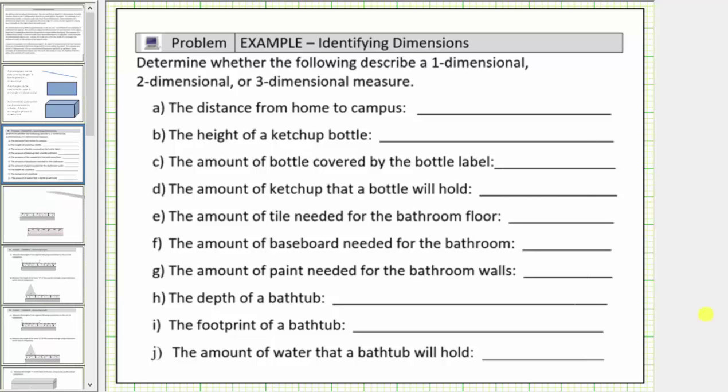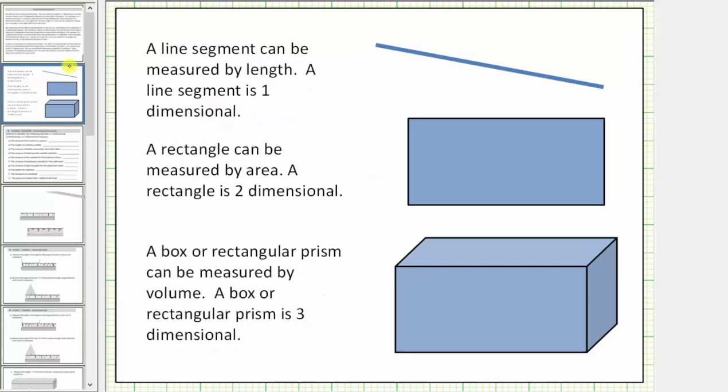In this lesson, we will determine whether a statement describes a one-dimensional, two-dimensional, or three-dimensional measure. As an introduction, a line segment can be measured by length. A line segment is one-dimensional. A rectangle can be measured by area. A rectangle is two-dimensional. And finally, a box or rectangular prism can be measured by volume. A box or rectangular prism is three-dimensional.